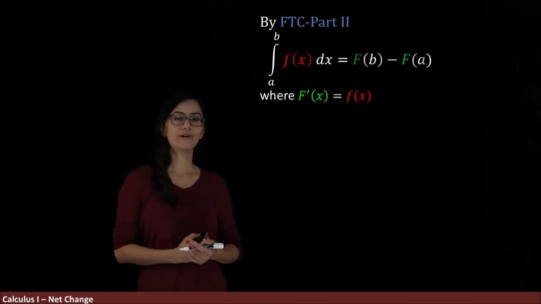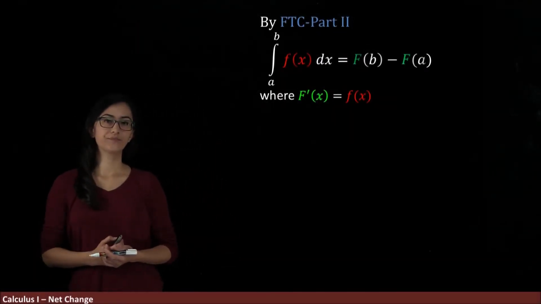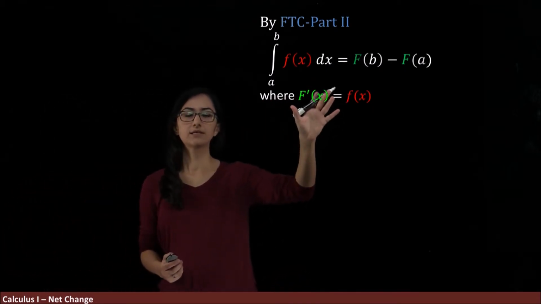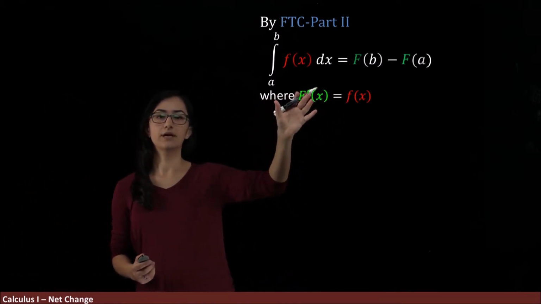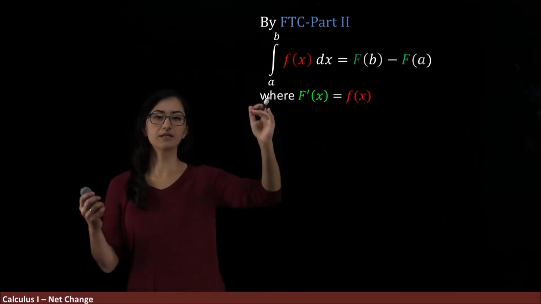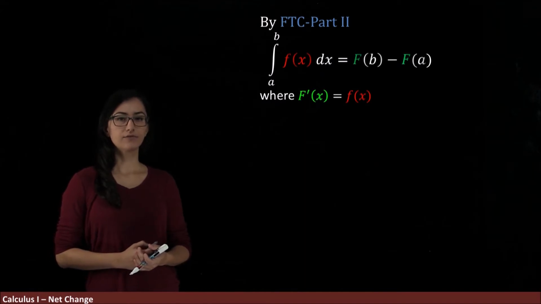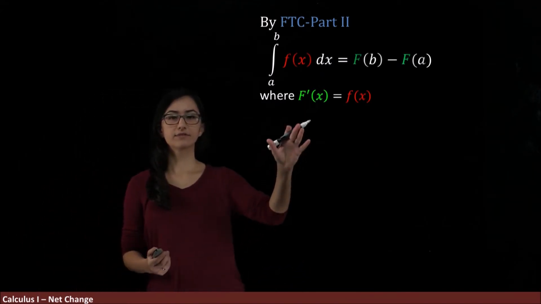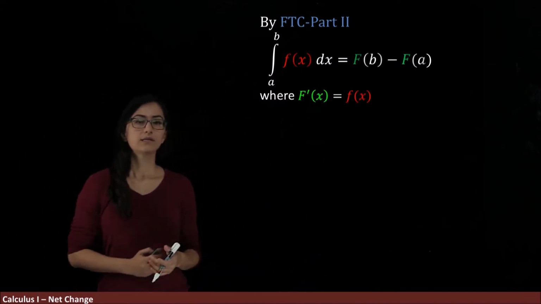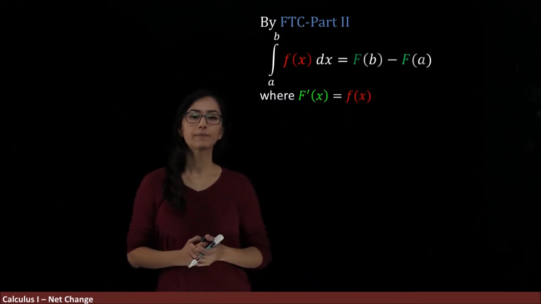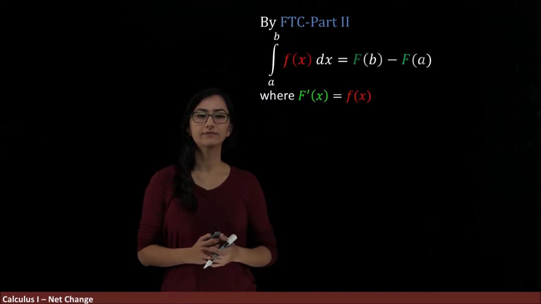Let us recall fundamental theorem of calculus part 2. Part 2 told us that if you want to take the integral of f of x in an interval from a to b, and if we know the antiderivative of f of x, let's say the antiderivative is this capital F, then the integral would just equal to this difference in antiderivative.